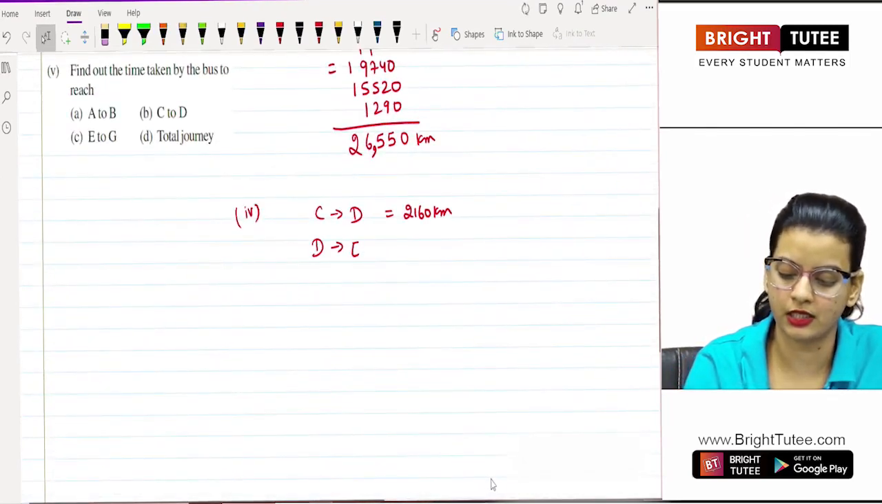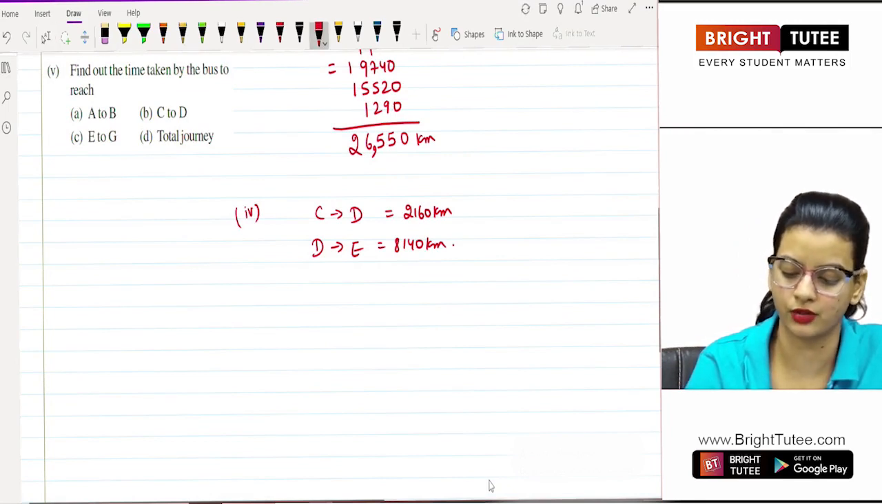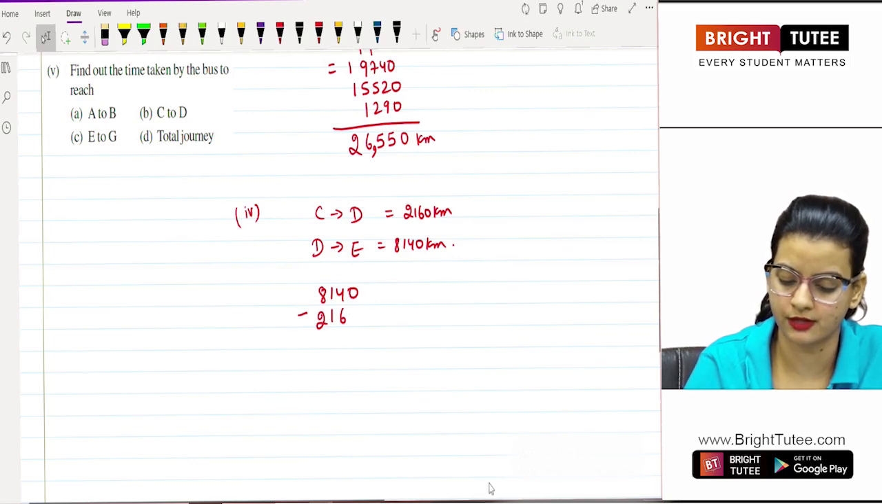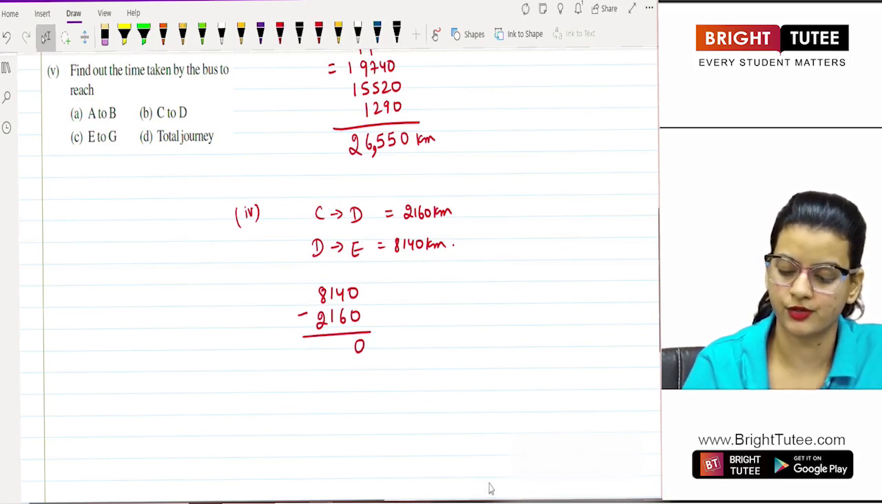D to E is 8140 kilometer. Okay, so let's just find out the difference. 8140 minus 2160. Okay, 0 minus 0 is 0. Now we have to carry over here. We have to take carry over. So we have to borrow 1.